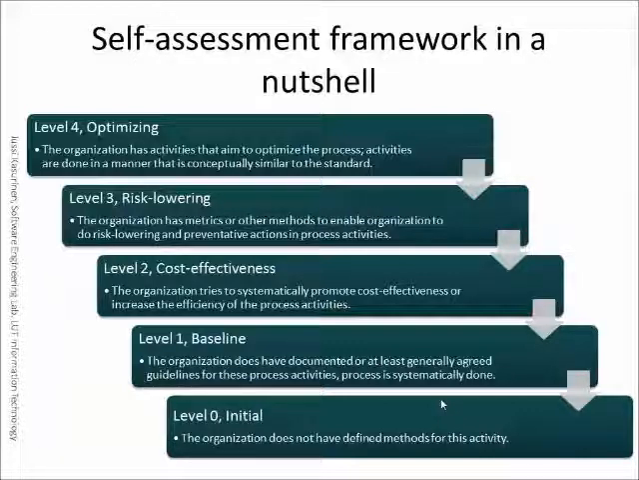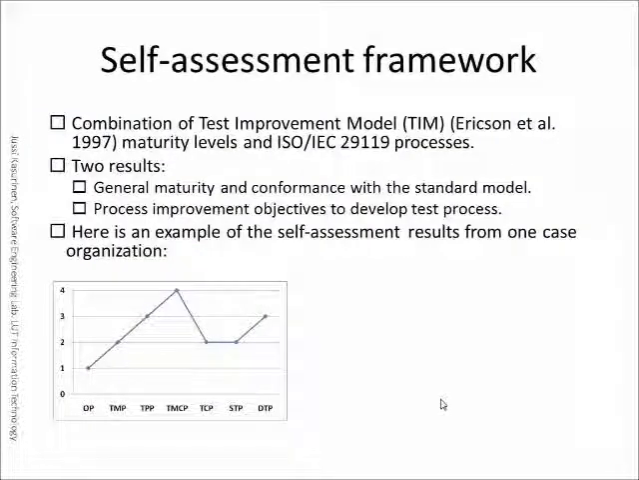So, is the organization doing something in that area? Well, that's level 1. Is the organization doing things cost effectively? Well, that's level 2. Does the organization try to lower risks involved in that work? That's level 3. And is the organization doing optimization on their process? Or more or less, is the organization following practices which are similar to this standard? That's level 4.